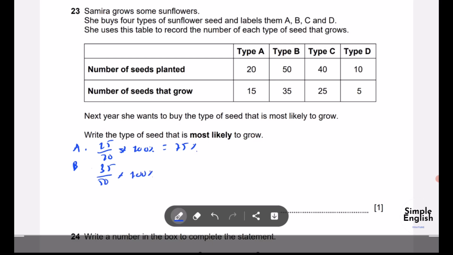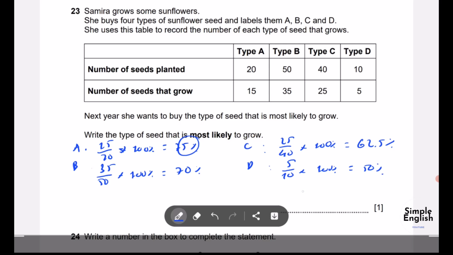35/50 times 100%, so that equals 70%. How about type C? 25/40 times 100%, so that is 62.5%. How about D? This is 5 over 10 times 100, so it's equal to 50%. So you can see that type A is the most likely to grow, right?